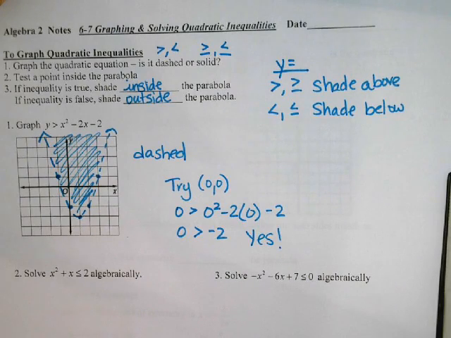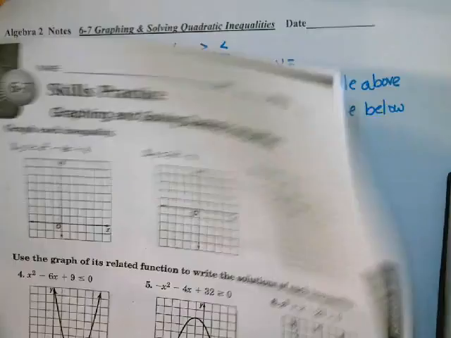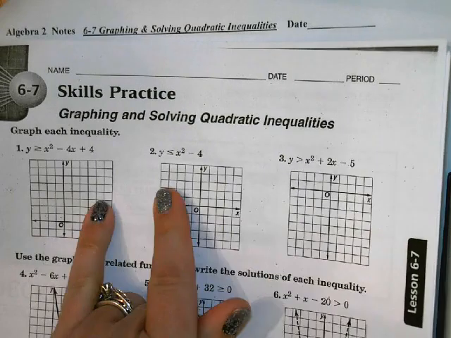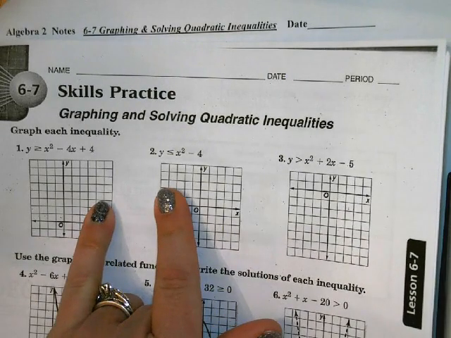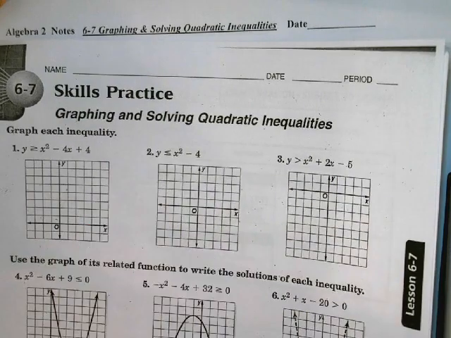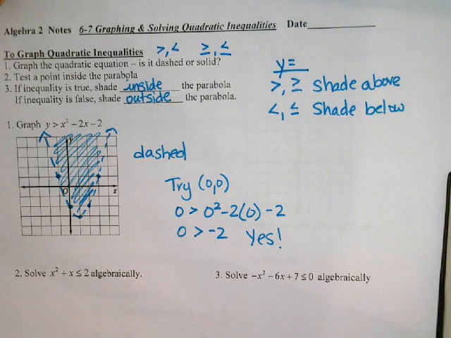So, on your homework, the first 3 on your homework, you're just going to put them in your calculator and graph them. Does that make sense? Perfect. All right, now these guys say to solve it algebraically. So 2 through 5 say to solve it algebraically.